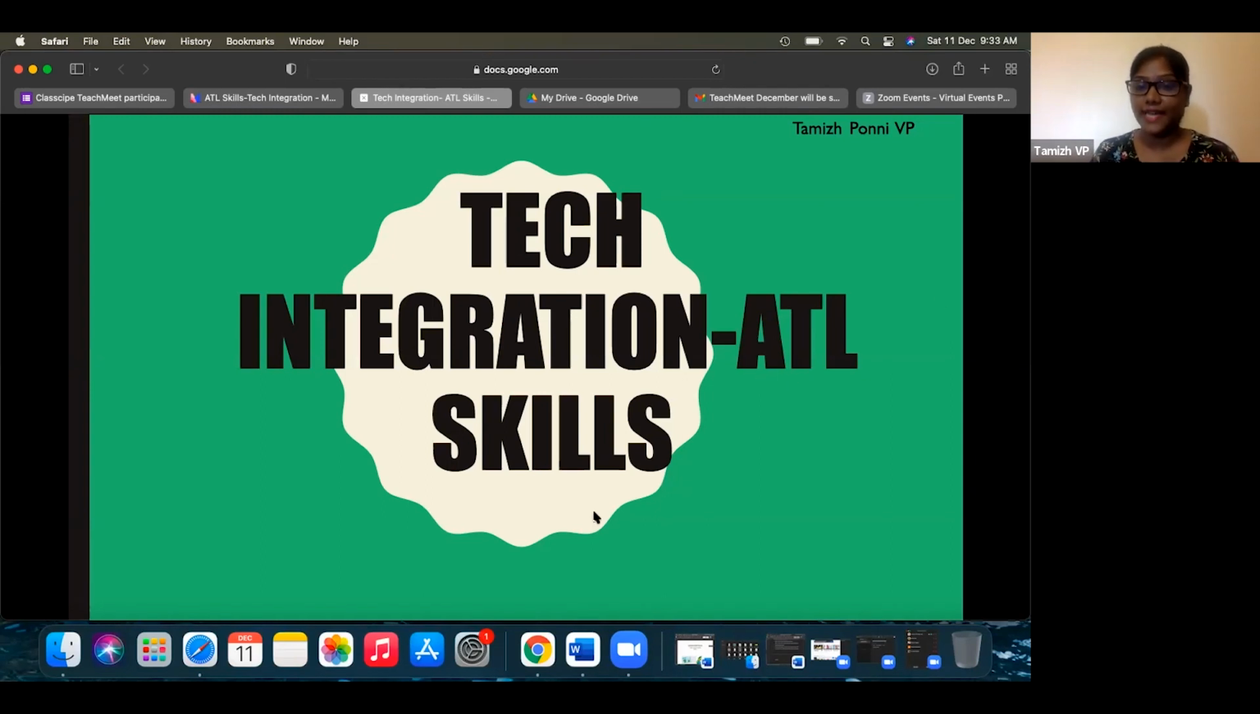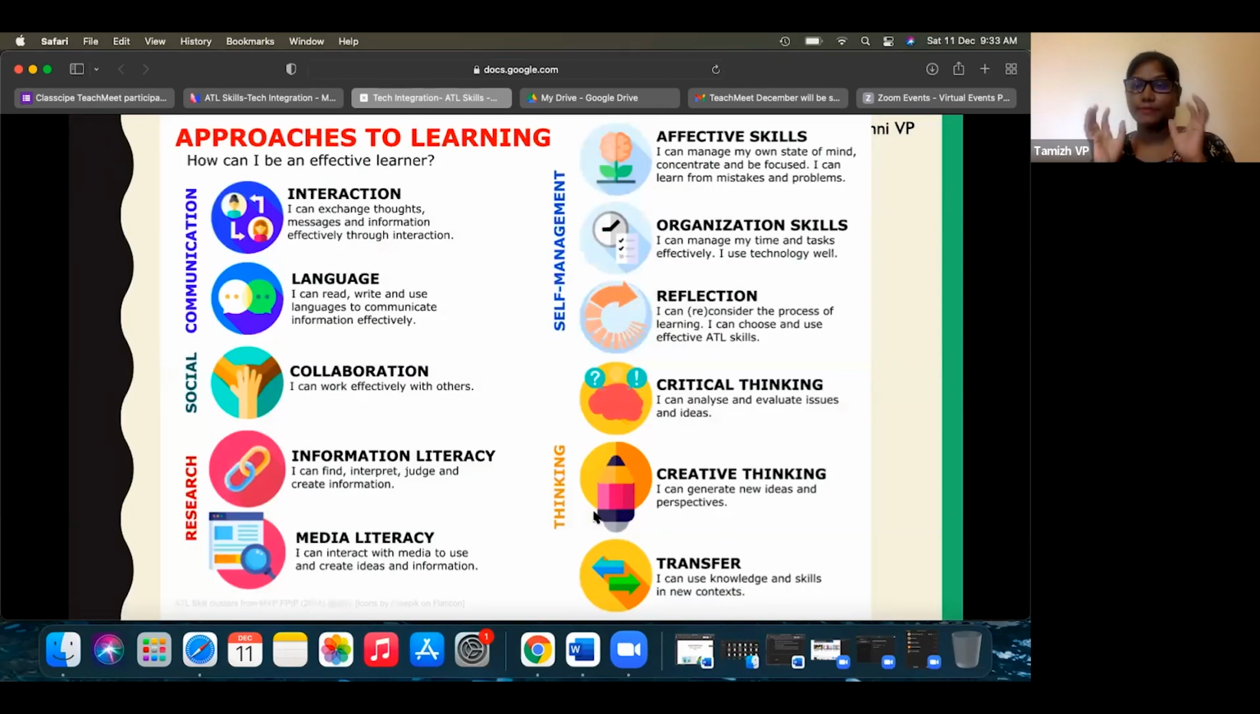So this is something that we are going to discuss today, and we're also going to talk about a lot of tools that I have used in my class. I'm going to show you a lot of student work, and I've linked or mapped all the tools with the corresponding ATL skills and the sub skills. I'll be sharing this PPT link with all of you so that you can click and go to that particular site and see how that tool works once the session is done.